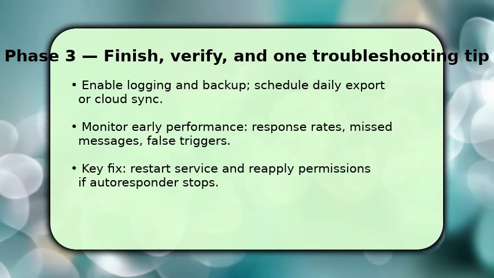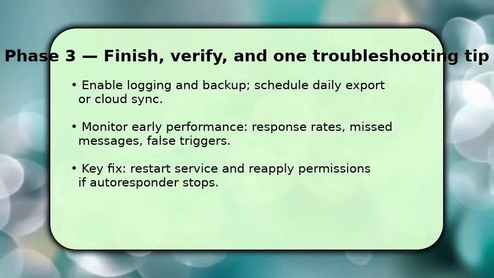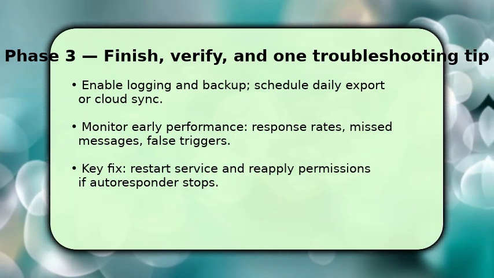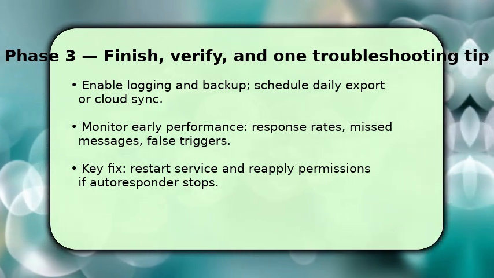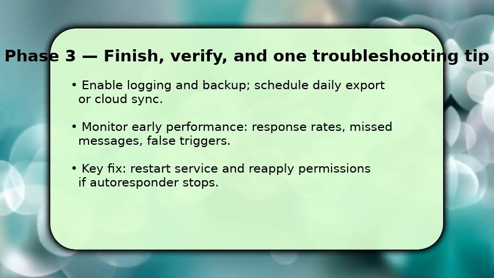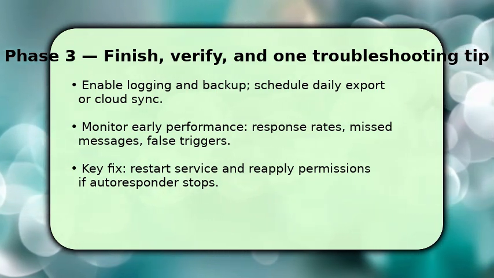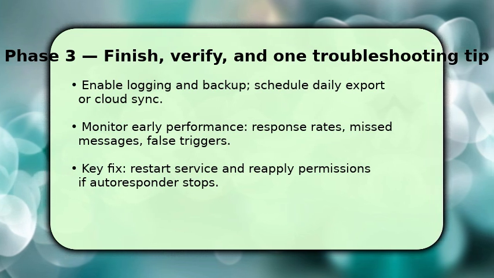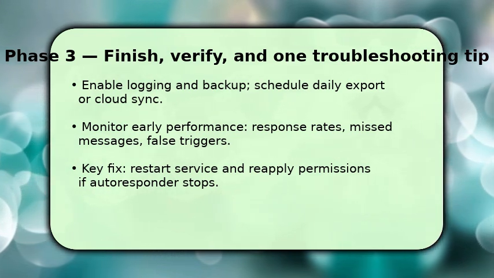You finish by finalizing backups, monitoring performance, and knowing the main fix if things go wrong. Turn on logging or cloud export so message history and rule settings are preserved. Then monitor response rates and any missed or false-triggered messages for the first 48 hours. Tweak templates and timing based on real usage.